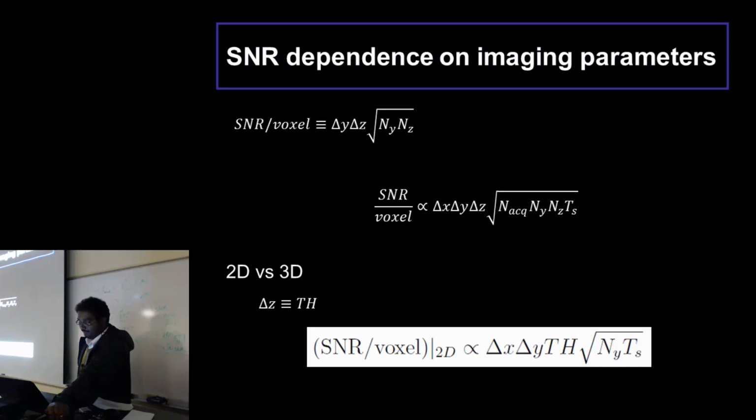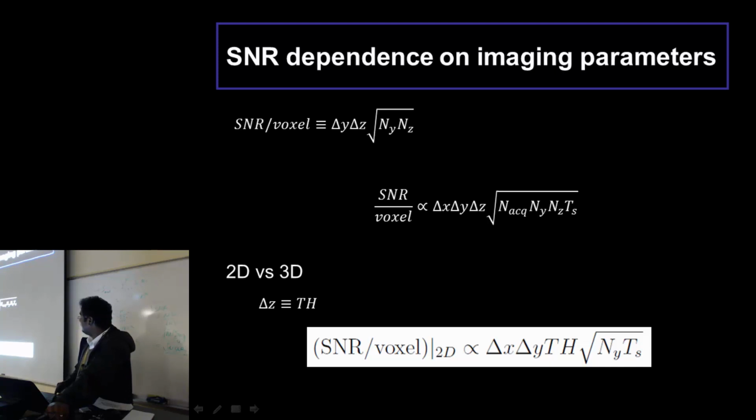And that's the expression for signal to noise ratio per unit voxel in a 2D experiment. Compare that with the 3D experiment above. So if you want to image the same slice thickness or same slice, and you can do a 2D or 3D experiment, and you have a lot of time, then if you do the 3D experiment, you are square root NZ better off in signal to noise ratio.